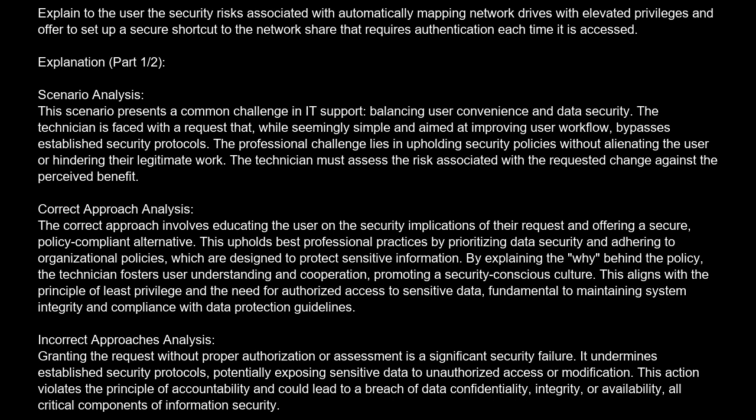Incorrect approaches analysis. Granting the request without proper authorization or assessment is a significant security failure. It undermines established security protocols, potentially exposing sensitive data to unauthorized access or modification. This action violates the principle of accountability and could lead to a breach of data confidentiality, integrity, or availability, all critical components of information security.